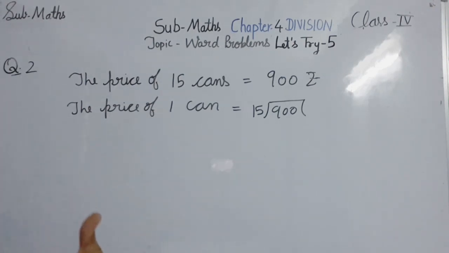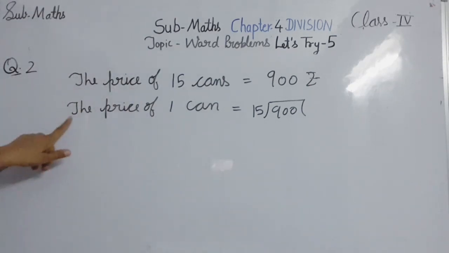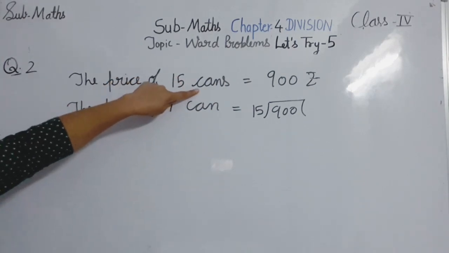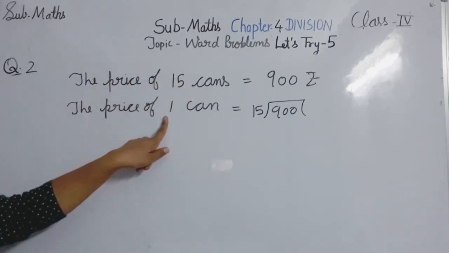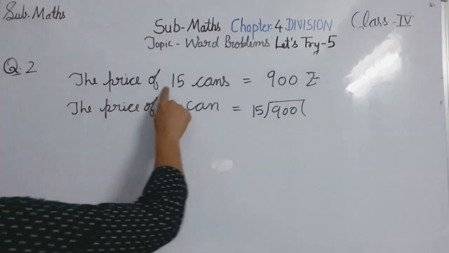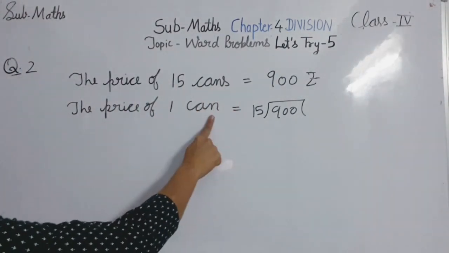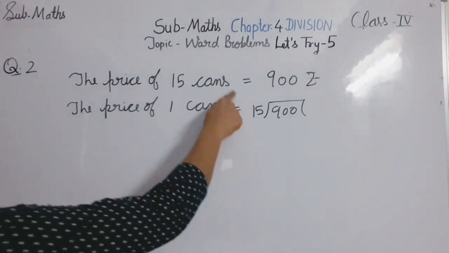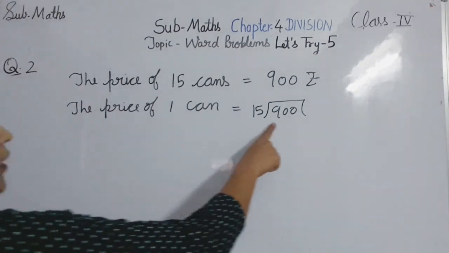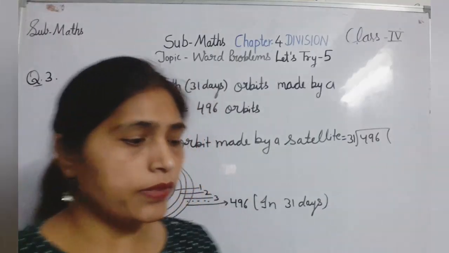So one condition: if we have to divide equally, at that time we have to do division. The second condition is if they have given the price of 15 cans and they are asking for one object, at that time also we have to do division. They have given for 15 cans and now they are asking for one similar cold drink can. So if they have given for more and they are asking for one thing, it means we have to do division. So 900 divided by 15. Clear?